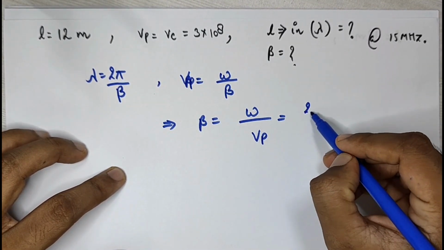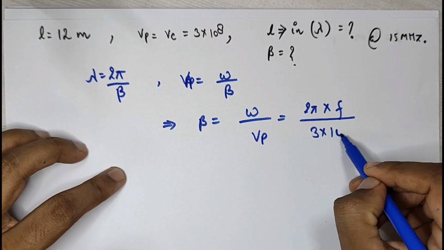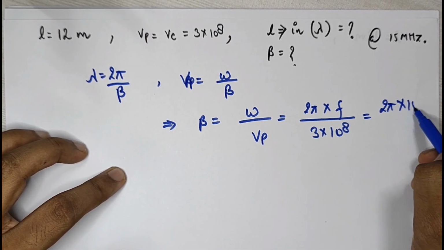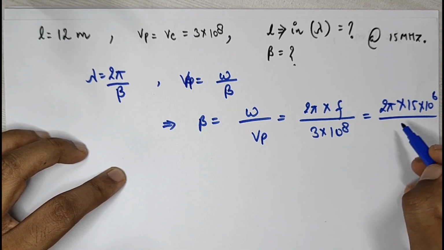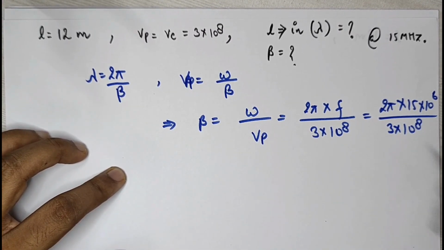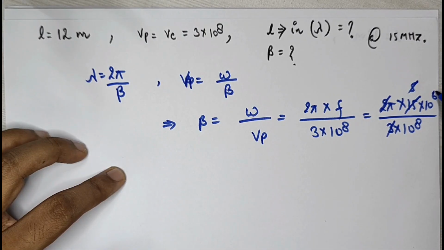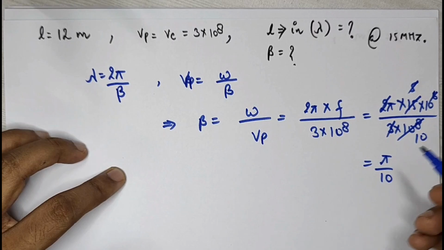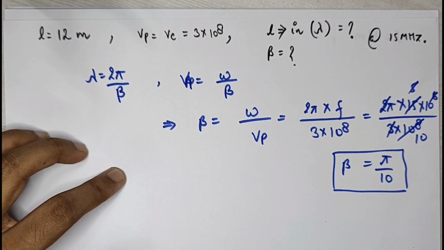What is the value of omega? Omega is 2 pi f, upon Vp, which is 3 × 10^8. This will be 2 pi f, with f equal to 15 megahertz, that is 15 × 10^6, upon 3 × 10^8. Simplifying, 15 divided by 3 is 5, and the powers give 10^-2, so this can be written as pi by 10. So beta we got is pi by 10. This is the first answer that we were looking for.